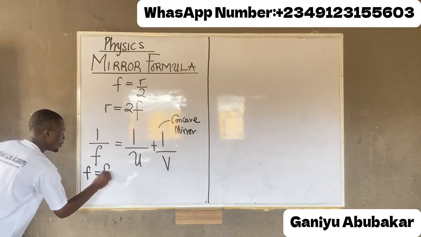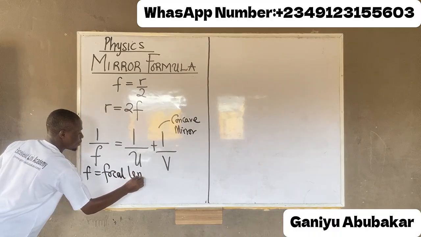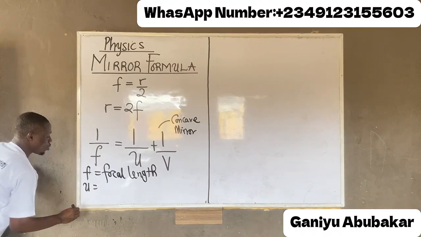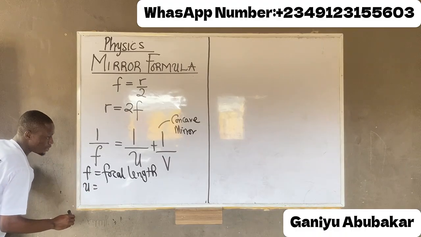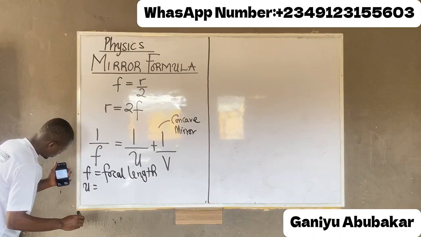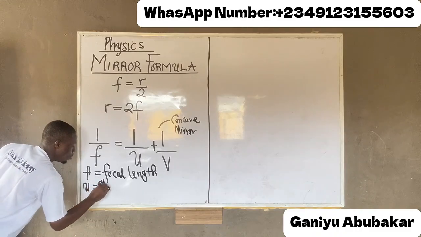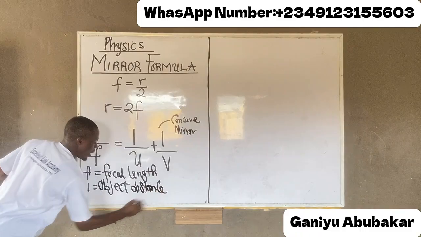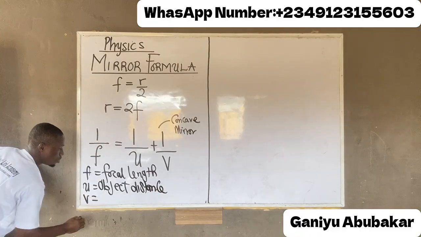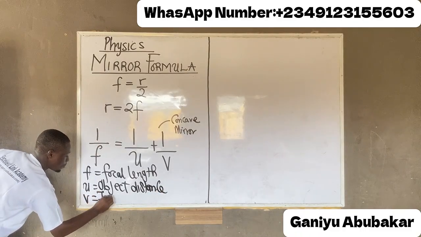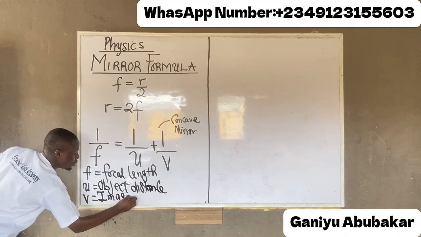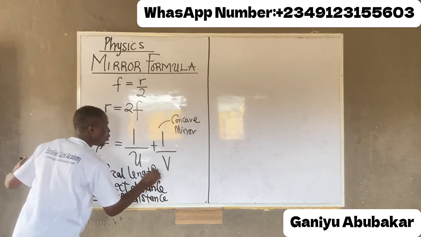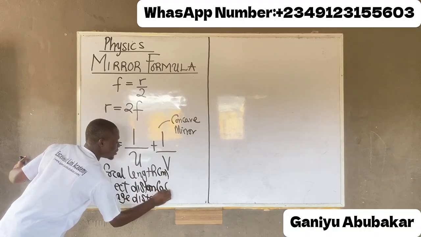What's F? F is focal length. Next up there, I have U. U is called the image distance. Sorry, object distance, please. And V is called image distance. All right.